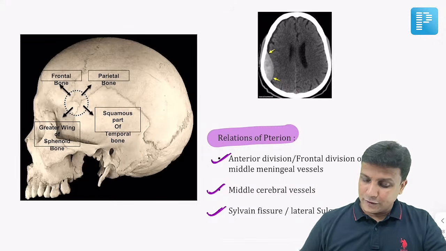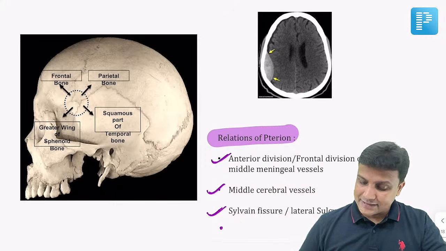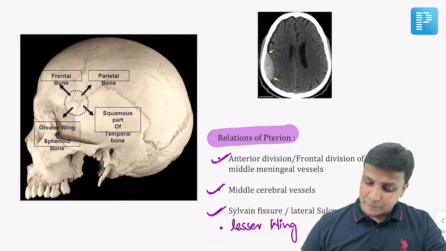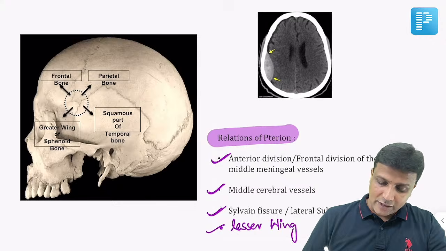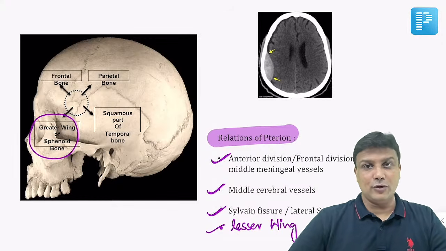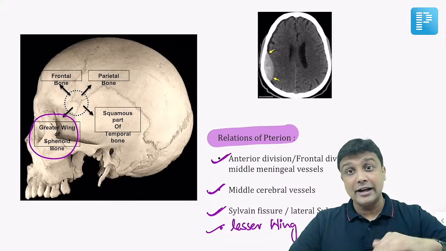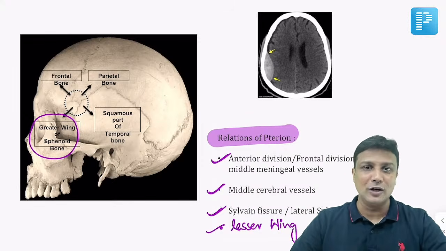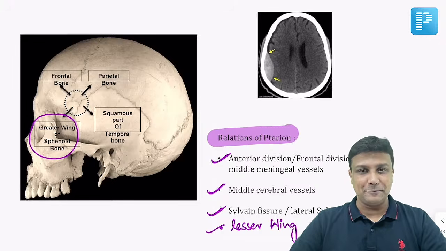Please add one more point. Just inside the Pterion, you can also appreciate the lesser wing of the sphenoid. Please don't get confused here: the Pterion is formed by the greater wing of the sphenoid, but inside it there will be the lesser wing of the sphenoid, and that is also an important question already asked.